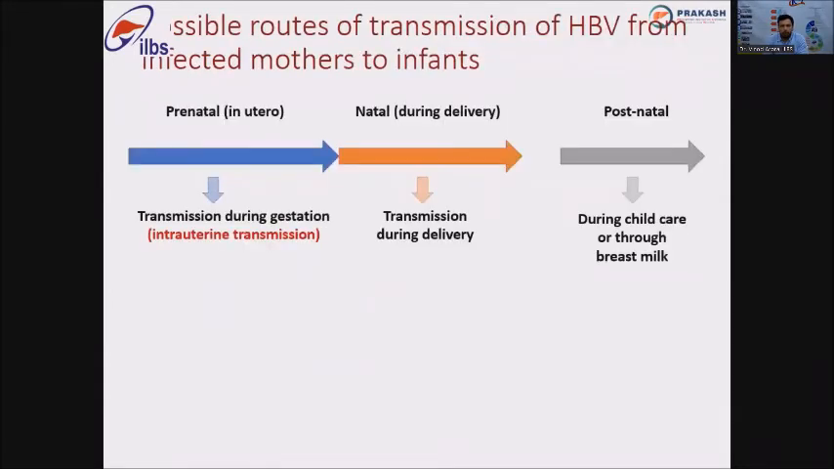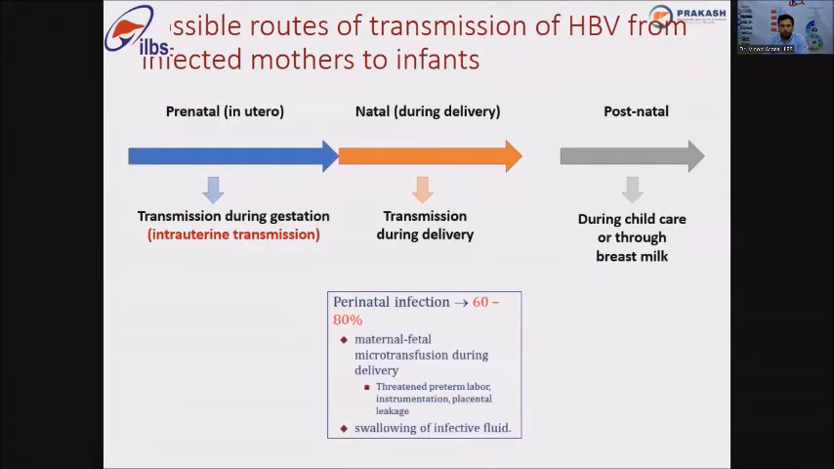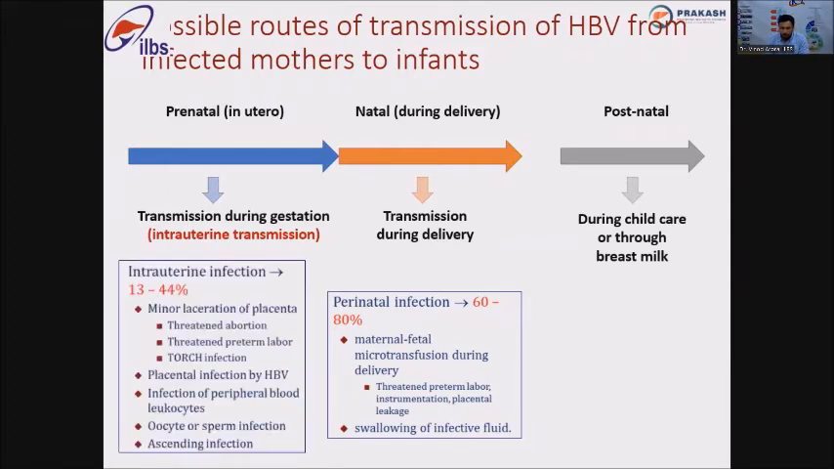So these are the possible routes of transmission of hepatitis B from mother to child, which can be prenatal, natal, and postnatal. Commonly it is natal, which accounts for 60 to 80% of the maternal-fetal transmission. It is secondary to microtransfusion during the delivery; threatened preterm labor, instrumentation, and placental leakage increase the risk of transmission, as does swallowing of infected fluid from the mother by the child.